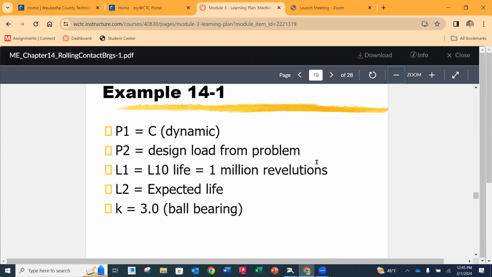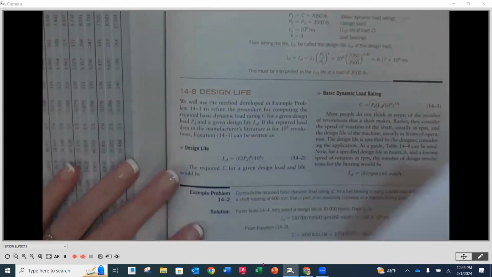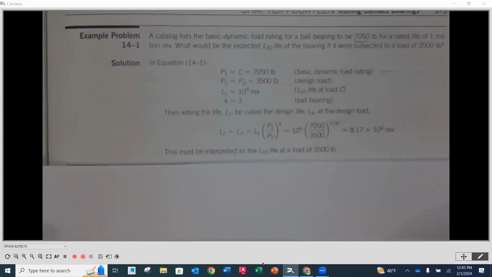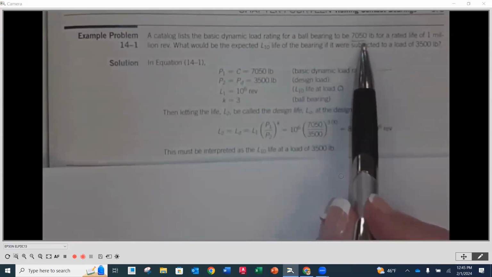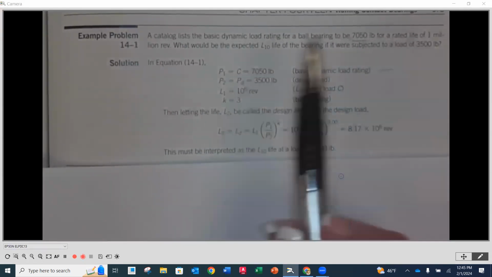So let's look at example 14.1 and start crunching some numbers here. On page 575, this is where we see this problem. So on page 575, example problem 14.1, it says we have a catalog. It lists a basic dynamic load rating of a ball bearing to be 7,050 pounds for a rated life of 1 million revolutions.